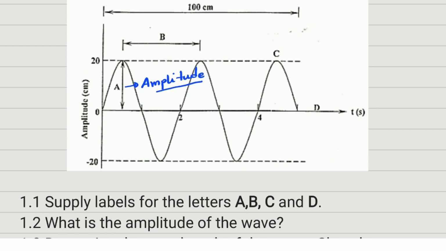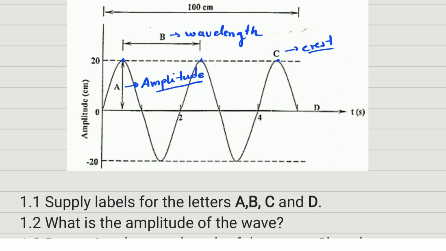Now let's go to B. What does B represent? B is the distance between a crest and a crest, and this is the wavelength. So this one is the wavelength. C. What does C represent? C represents a crest. This is the highest point.